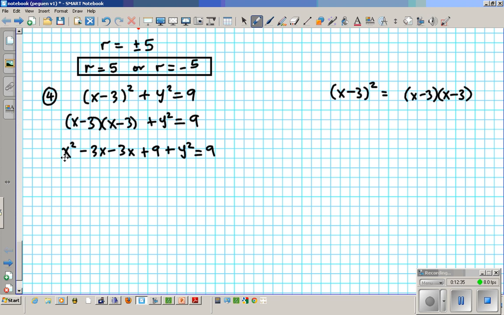Now, how about we put the squares together? I'm going to put x squared plus y squared together. And then these two I can combine, to give me -6x. Combine this and this to give me -6x.